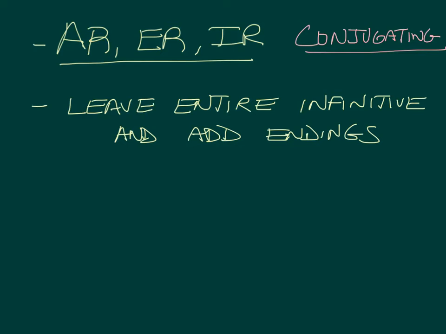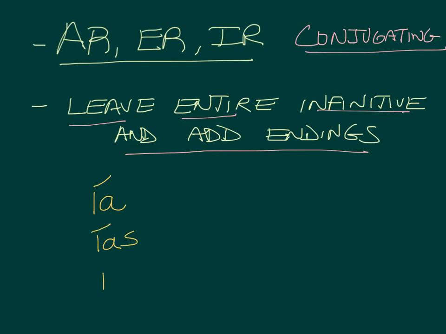Also, as you did in the future tense, in the conditional you are going to leave the entire infinitive and add the endings right to the end of the infinitive. And the endings are as follows. In the yo form, it's ía, then ías, ía, íamos, íais, and ían.